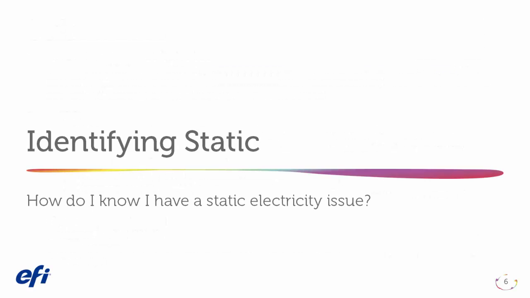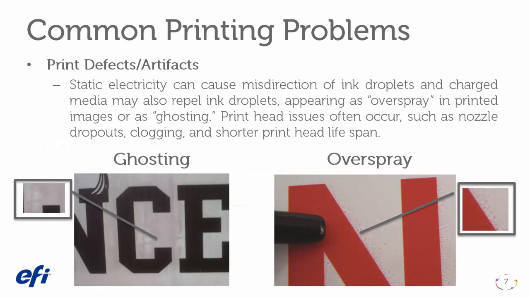Identifying static. How do I know I have a static electricity issue? Let's review some common printing problems. Print defects and artifacts. Static electricity can cause misdirection of ink droplets, and charged media may also repel ink droplets, appearing as overspray in printed images or as ghosting. Printhead issues often occur, such as nozzle dropouts, clogging, and shorter printhead lifespan.